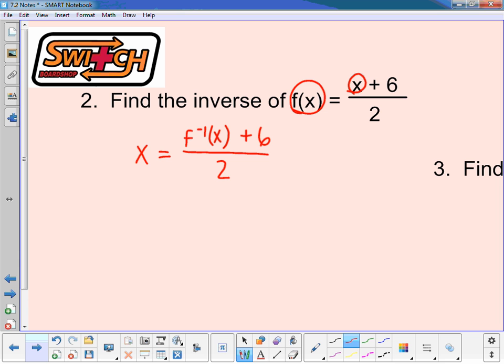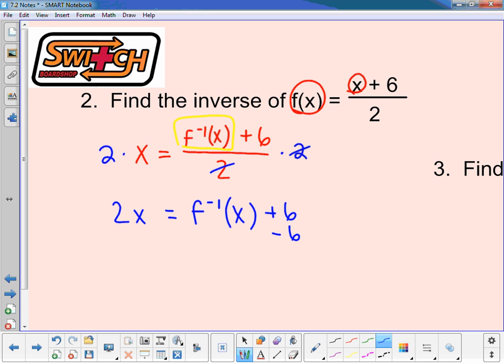So there's my inverse function. It's just that now I need to get that inverse by itself. So to do that, I'm going to have to get rid of that division of 2, or in other words, multiply by 2. But again, whatever I do to the right, I have to do to the left. So I multiply by 2 to cancel that denominator. Now I have 2x is equal to the inverse plus 6. And then the only other thing I need to do there is subtract the 6. So 2x minus 6 is equal to the inverse of x.